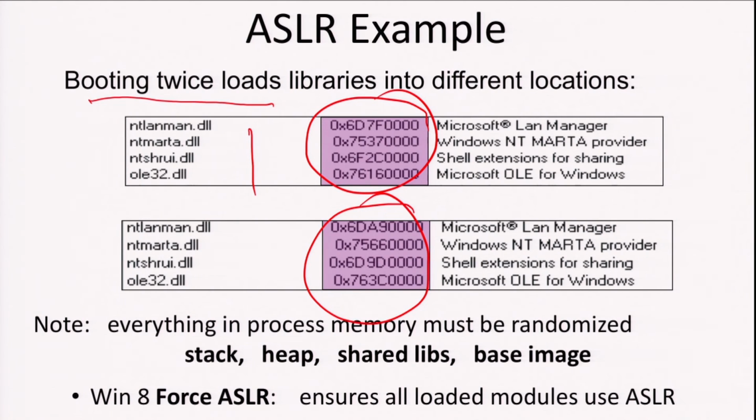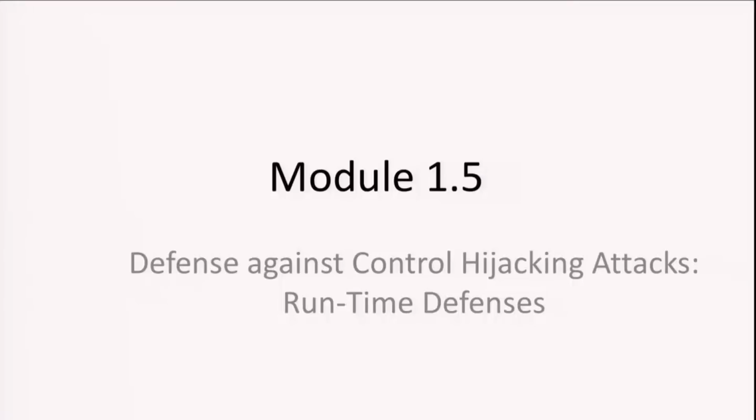You can actually randomize everything: stack, heap, shared libraries and base image. You can also put the base address of the stack and the heap in the memory layout in a randomized way. In a 32-bit address space the scope of randomization is limited, but for a 64-bit address space, the scope of randomization of the base address of stack or heap is quite large. From Windows 8 onwards, ASLR is forced, and all loaded modules use ASLR. Earlier it used to be a choice by the person.